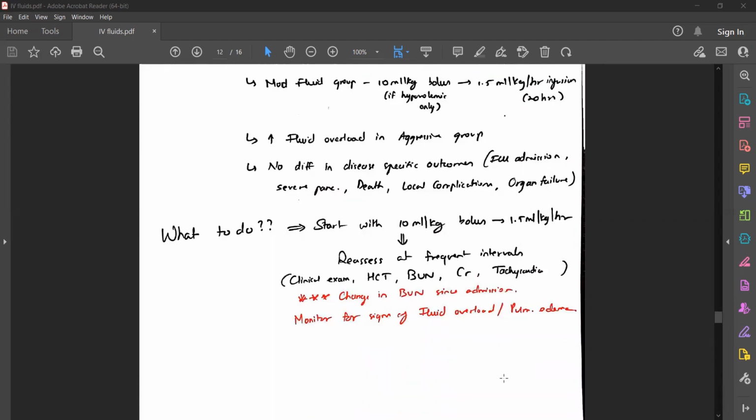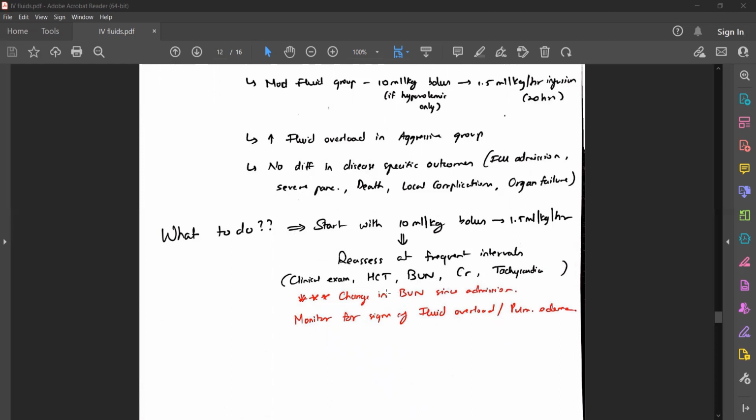So what would you do now? The bottom line for this is that you would start the patient with 10 ml per kg bolus, as are now the guidelines for management of acute pancreatitis. And after that, you could keep them on 1.5 ml per kg per hour of infusion. You could reassess the patient at frequent intervals, in 4 to 6 hours. You could repeat the labs. You could do the patient's clinical exam.